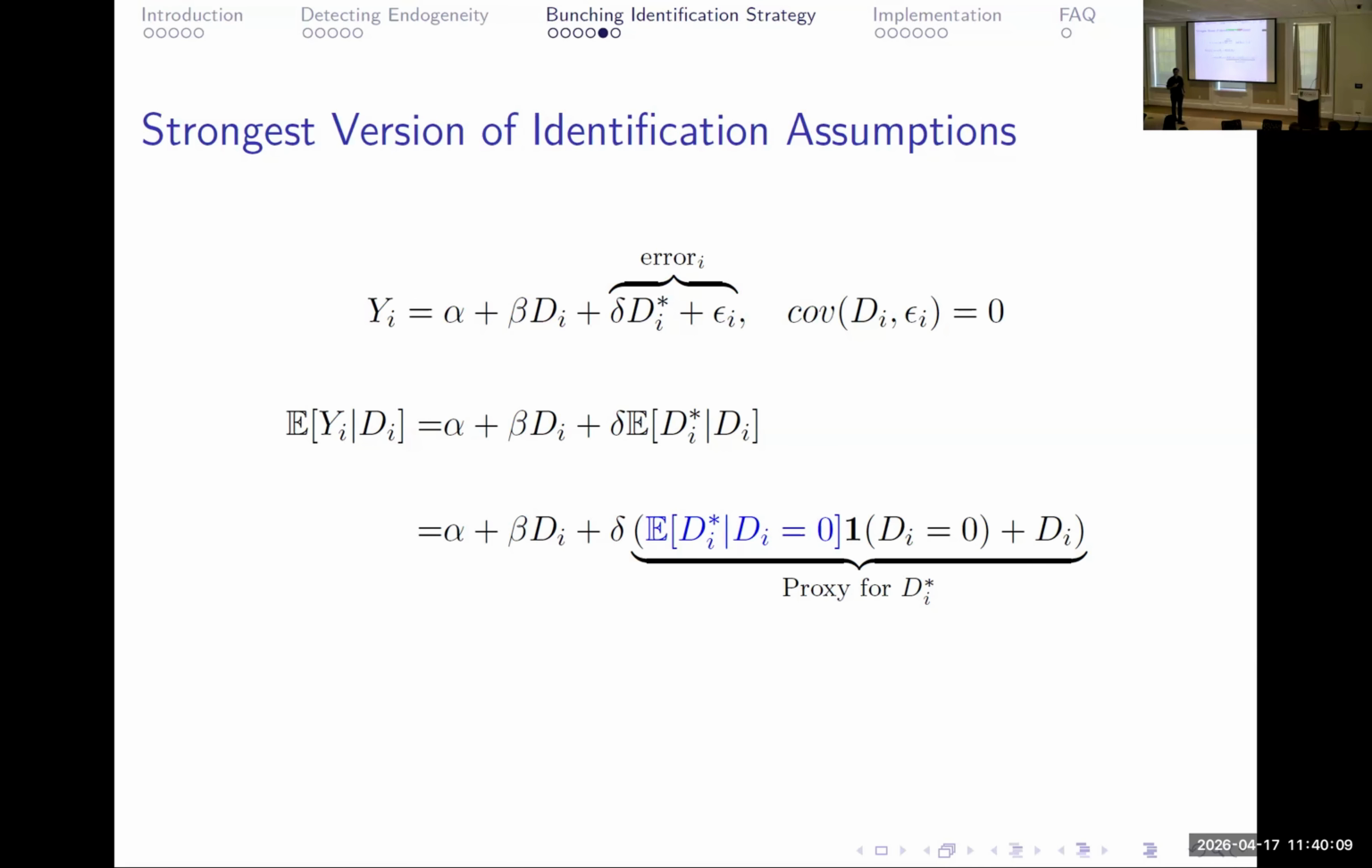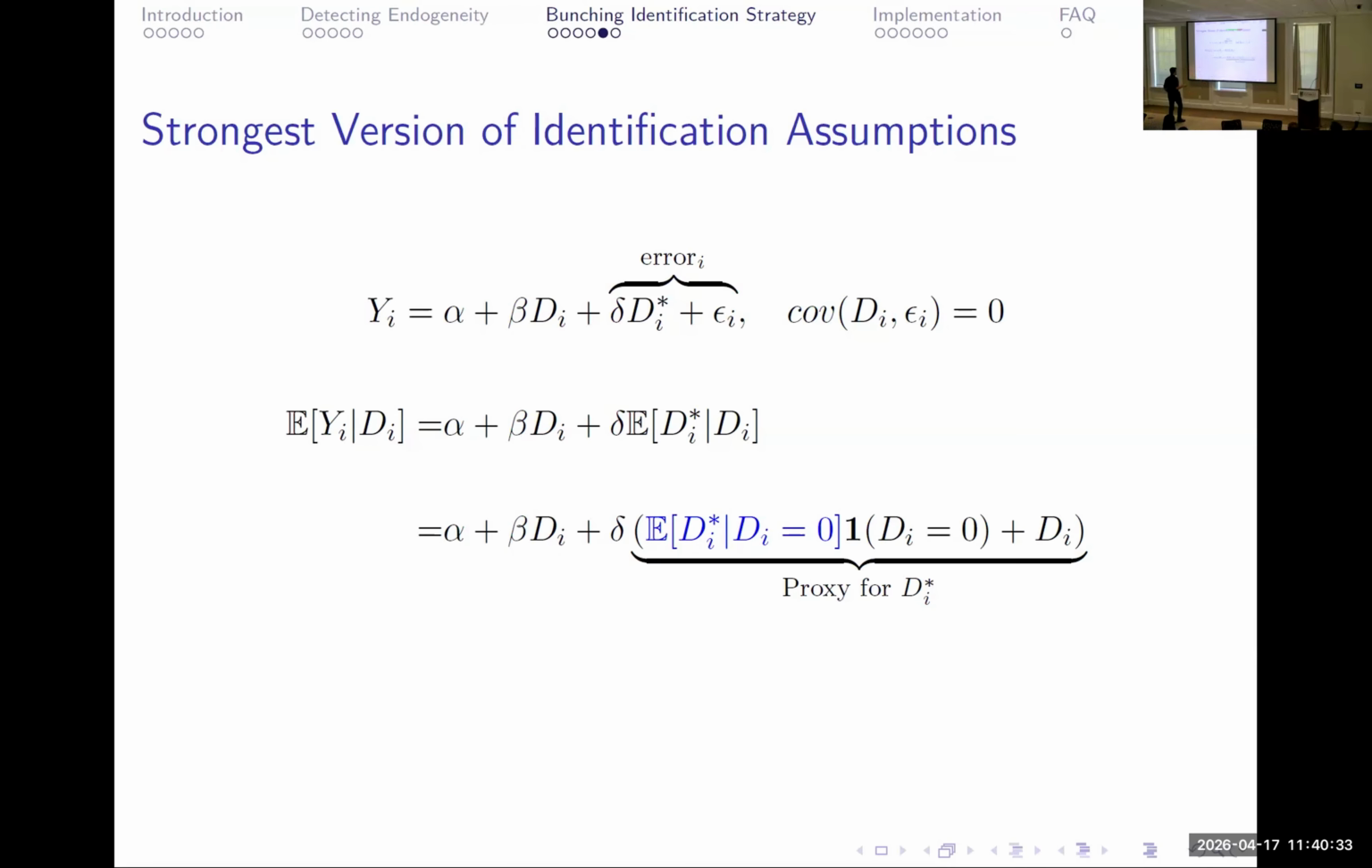So that's a simple way to come up with a proxy of D star, because on the positive side, it becomes exactly D, which I get to observe. And whenever D equals 0, I don't get to observe the whole distribution of D star, but because I made the linearity assumption, it turns out that knowing just the mean will be enough here, the mean among people who are at 0.